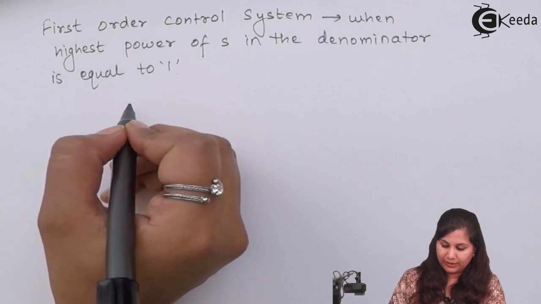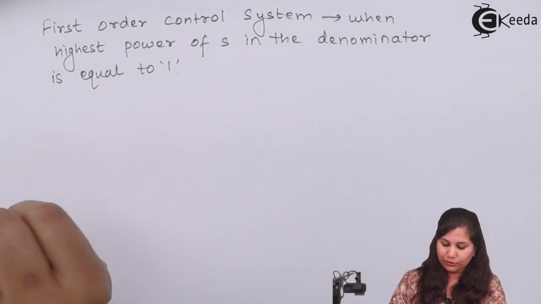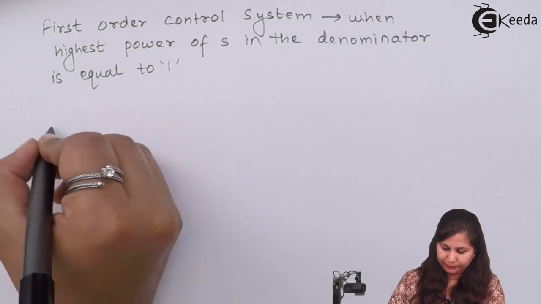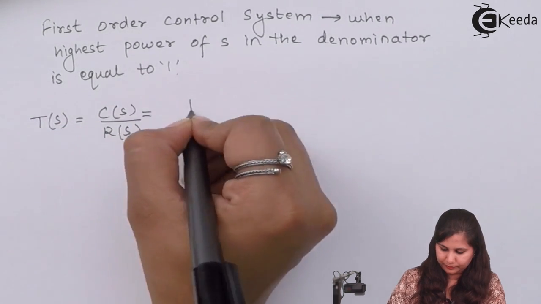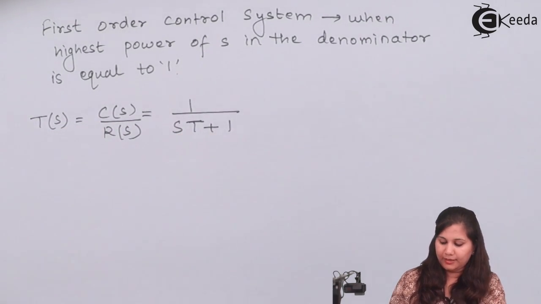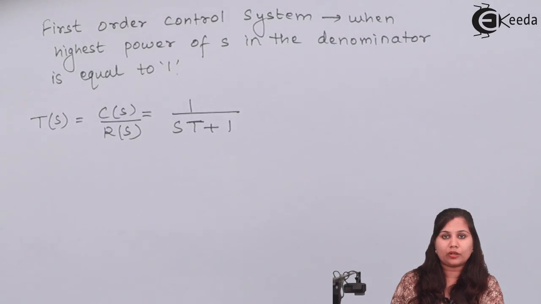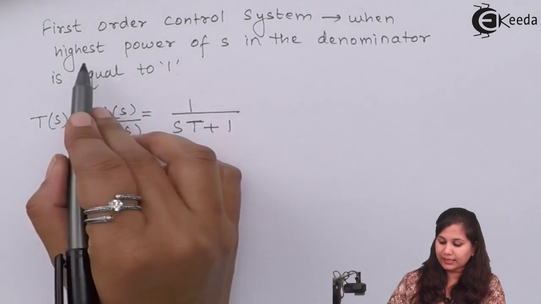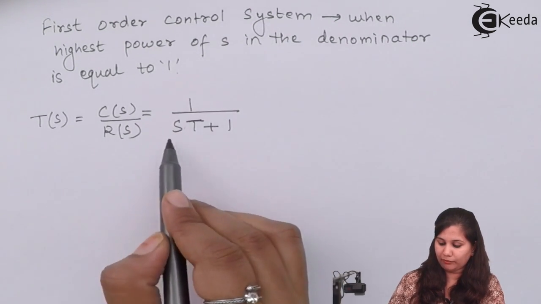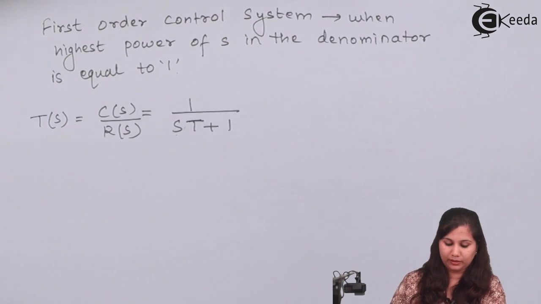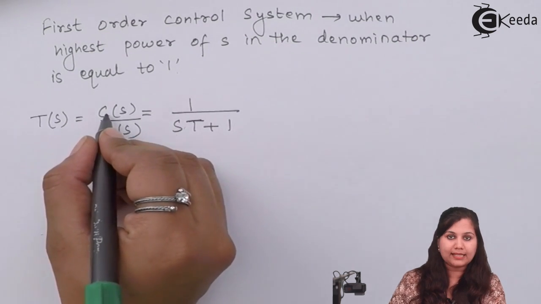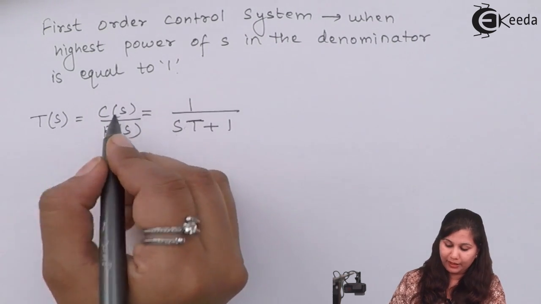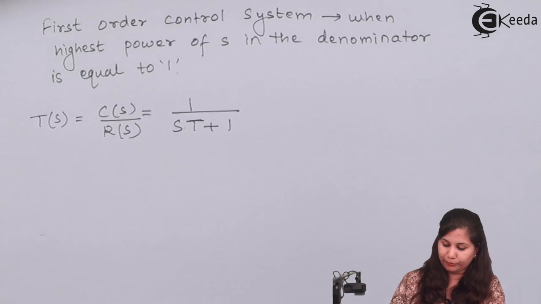So if we see the transfer function of a first order control system, this is the transfer function for a first order control system. You can see that the highest power of s in the denominator is equal to 1. Now if we draw the block diagram for it, R(s) is our input and C(s) is the output. These are the Laplace transforms of input and the output.